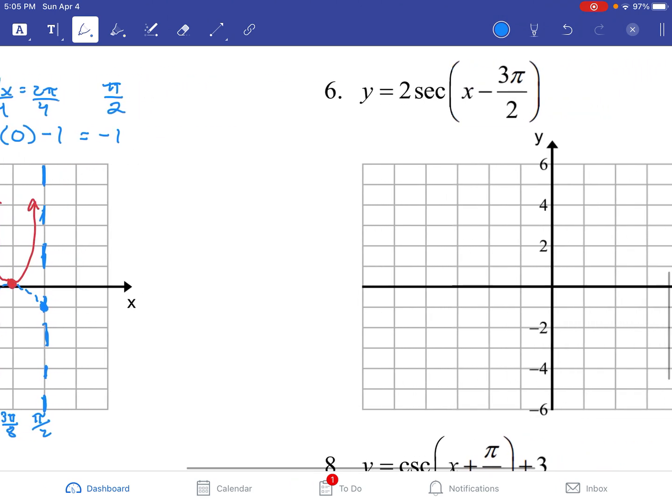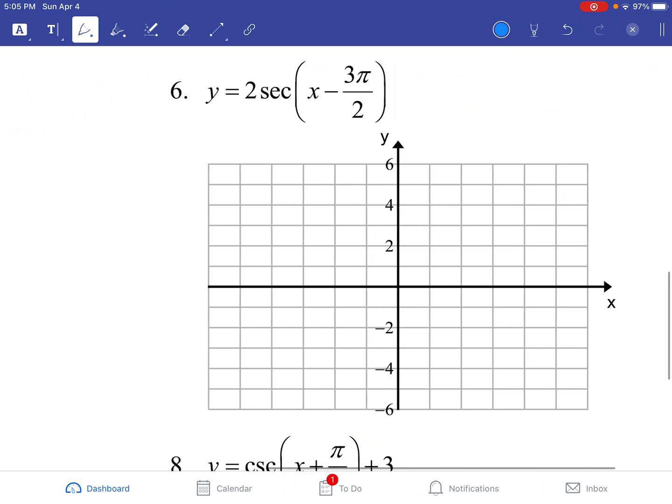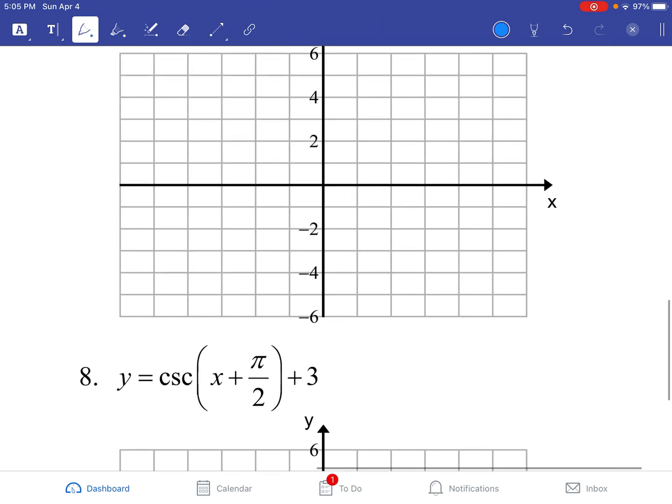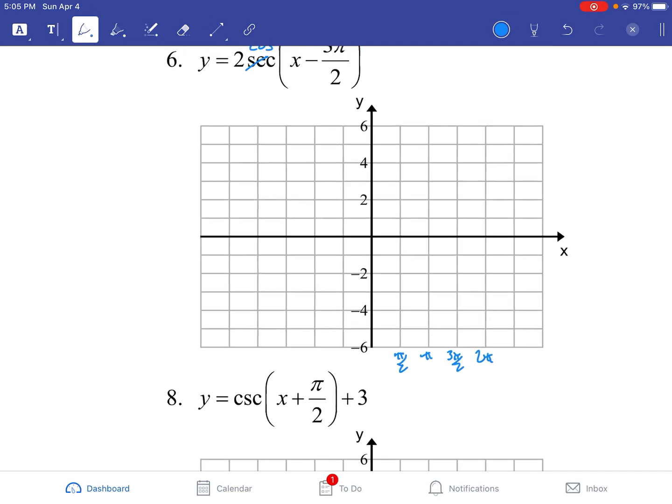Okay, number 6. So we're going to graph a cosine function. Now nothing is being multiplied or divided to the x value on the inside of our function, which means the period will not change. So we can start with 2 pi, pi over 2, and 3 pi over 2.